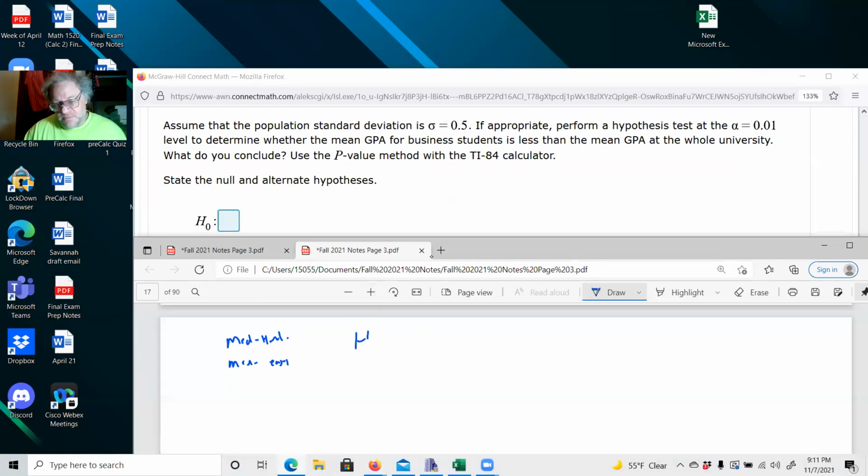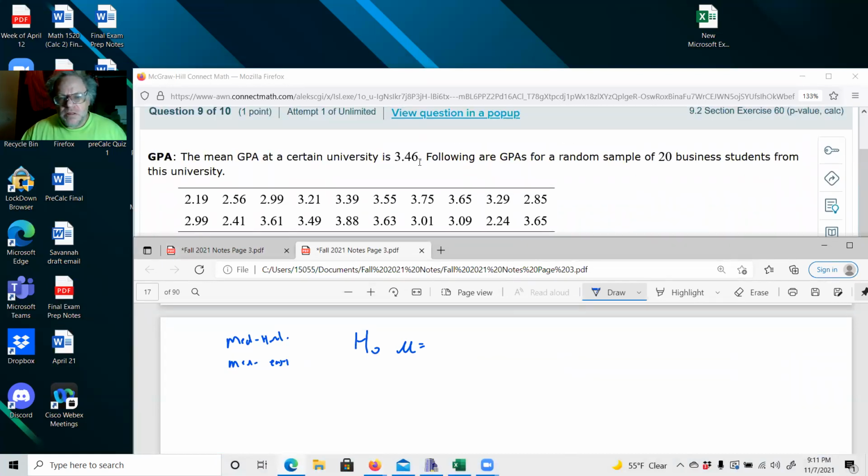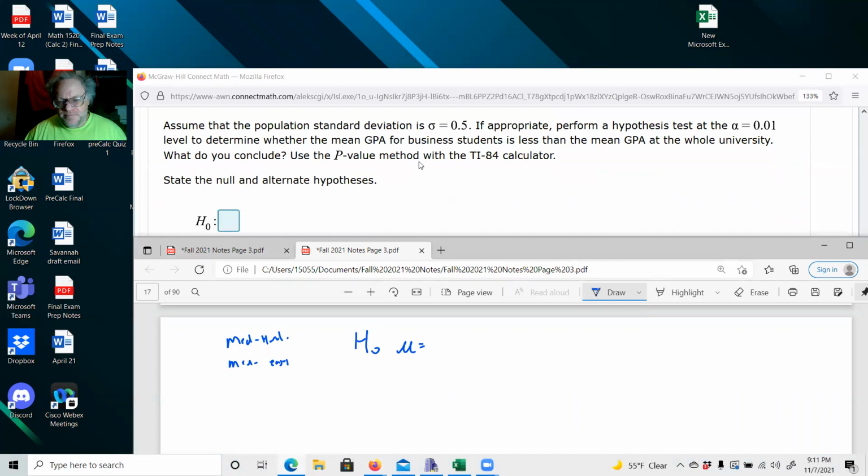Okay, H0. The average is the same as the GPA as everything else. Did they tell us what the GPA was? No. 3.46, very good.